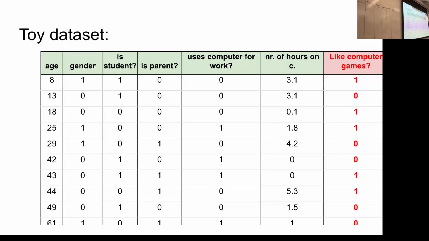Write the tree in an if-else kind of statement. Yeah, sounds good. And then let's see what the labels come out to be. Use computer, age. Yep, sounds good.